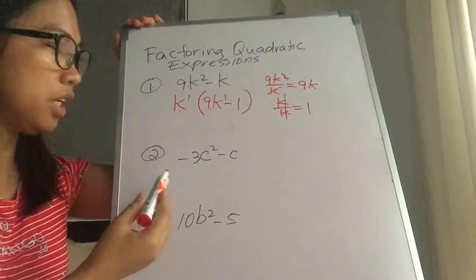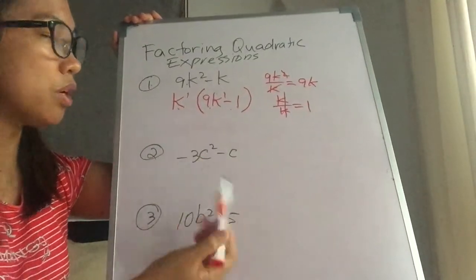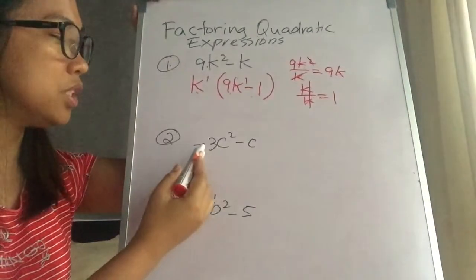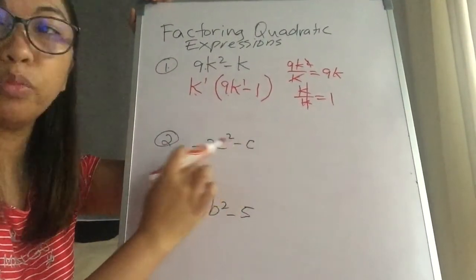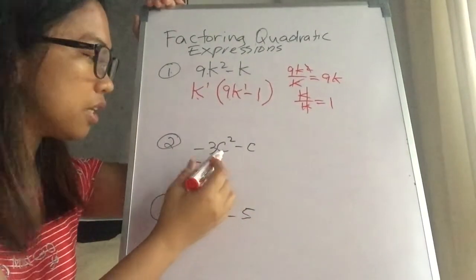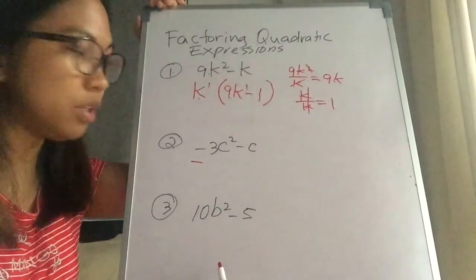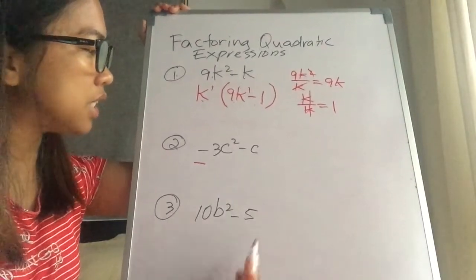Next example: minus 3c squared minus c. So, what is the common factor of minus 3c squared minus c? Of course, the minus is common, right? So, negative. Then the 3 and the 1, there is none. Nothing else, so the common factor is just c.